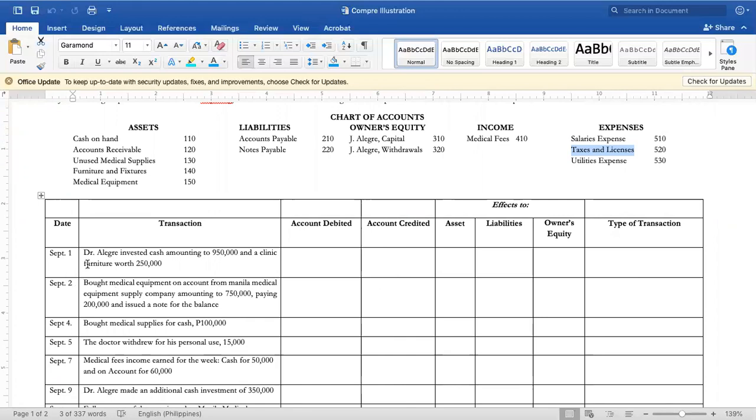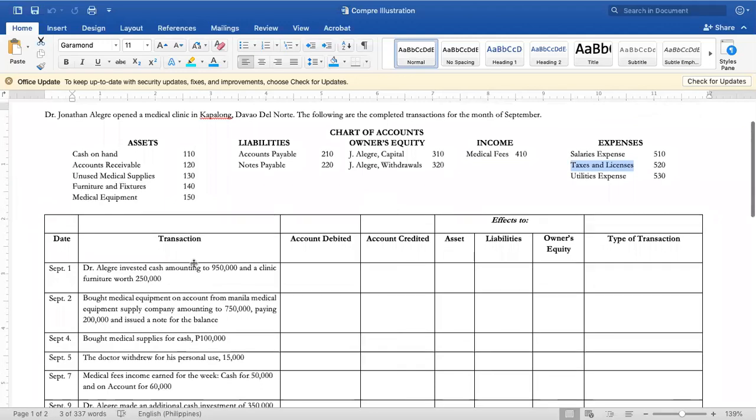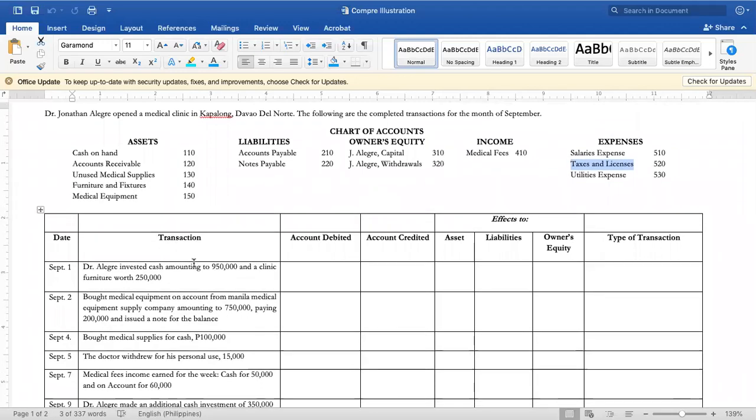Let's start with September 1. What happened on September 1? Dr. Alegre invested cash amounting to 950,000 and clinic furniture worth 250,000. Again, we are on the perspective of the clinic. We are the medical clinic, not Dr. Alegre. Dr. Alegre invested cash in us amounting to 950,000, plus he also invested clinic furniture. Therefore, in that transaction, we need to identify what we received as the medical clinic and what we credit, what we gave.